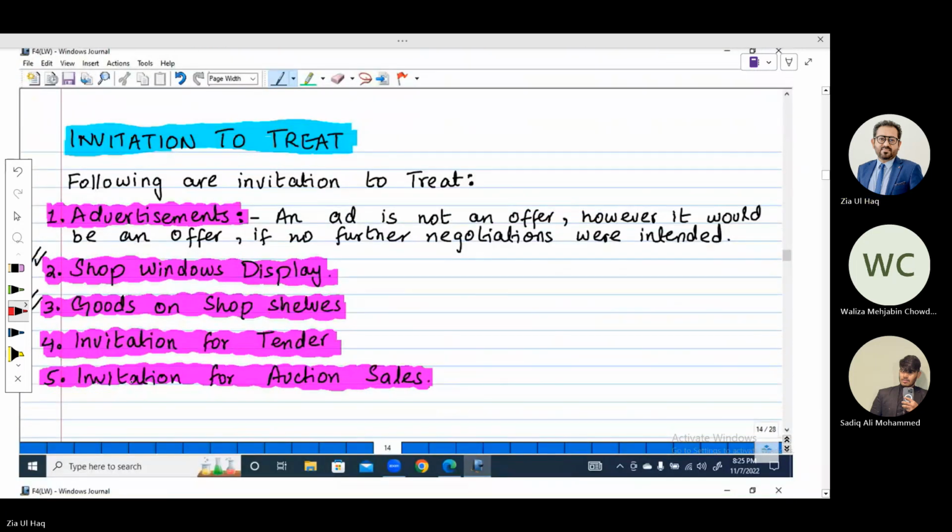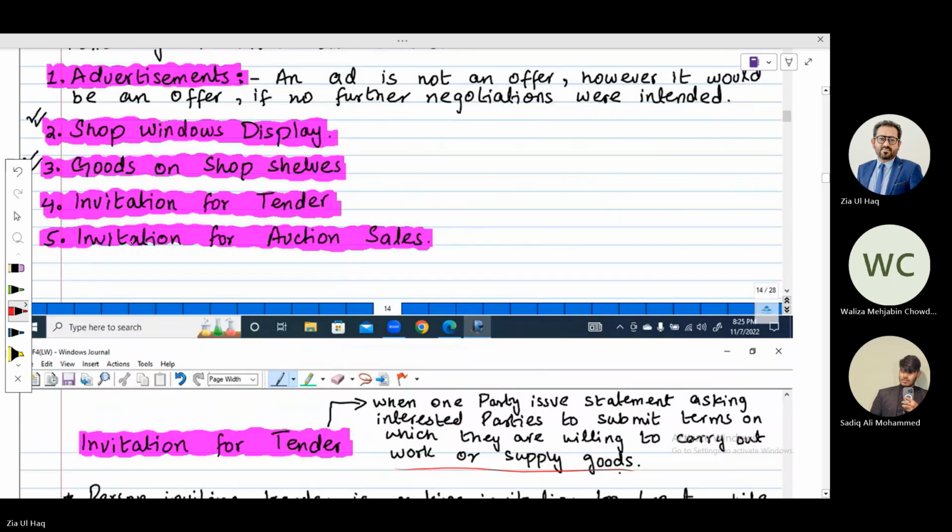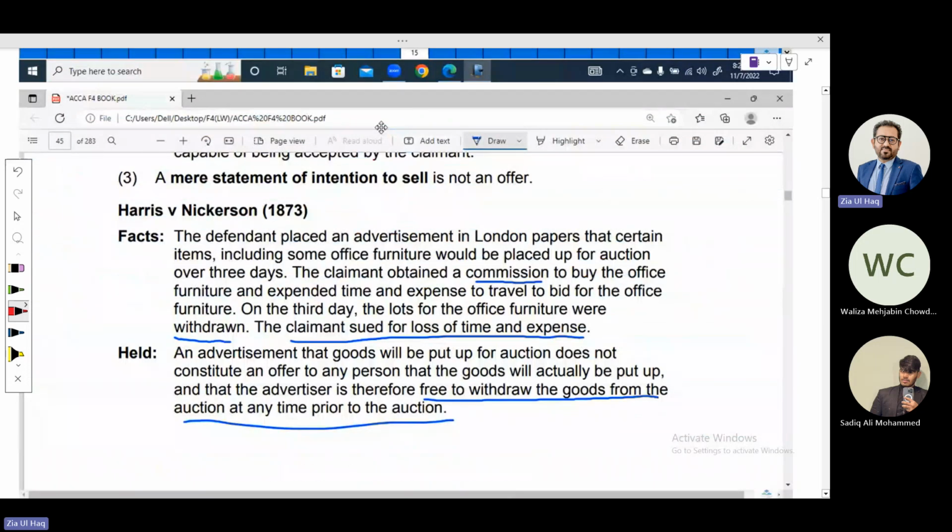So an advertisement will not be considered an offer, it is an invitation to treat. A shop window display is an invitation to treat. Goods on shop shelves are an invitation to treat. An invitation for tender will be considered an invitation to treat. And an invitation for auction sales will be considered an invitation to treat. Let's discuss this case.